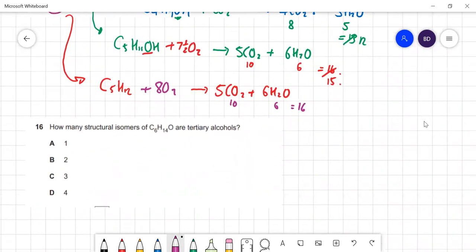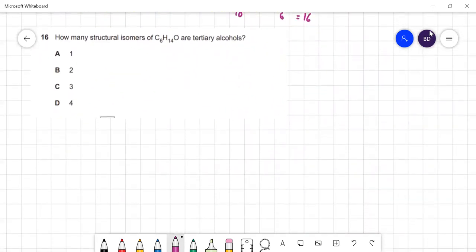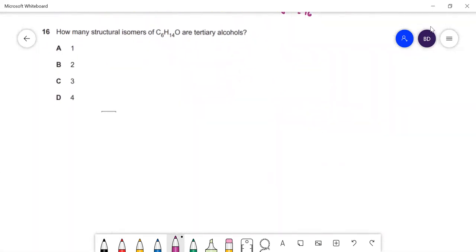Okay, this is an interesting question. How many structural isomers of C6H14 are tertiary alcohols? Right. So let's draw our essential. What do we need for a tertiary alcohol? We need a carbon with an OH on it, and that's got to be attached to 3 other carbons. By the way, if you look at the ratio there, you can tell that it is completely saturated. There's no double bonds in that because it's C6H14. It's CnH2n+2.